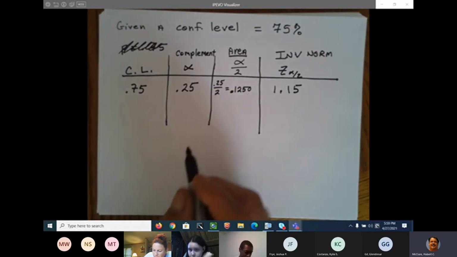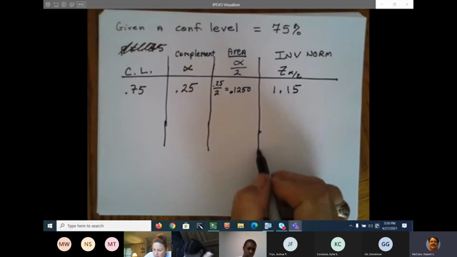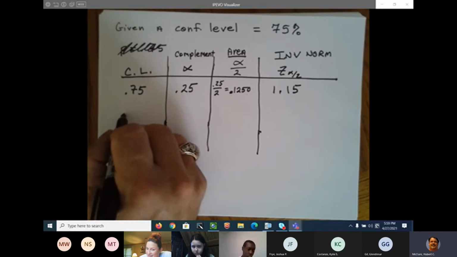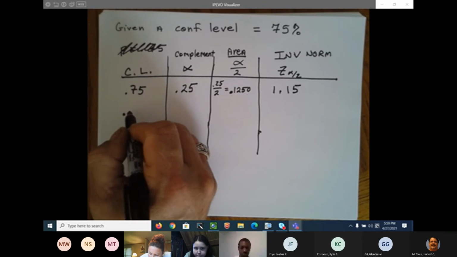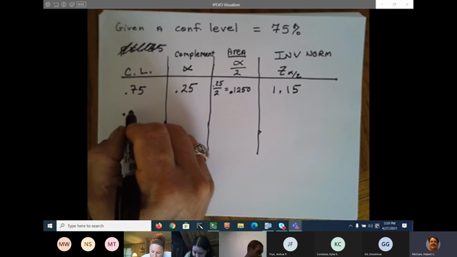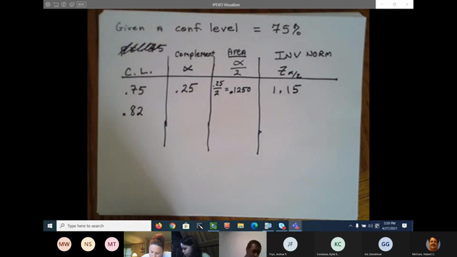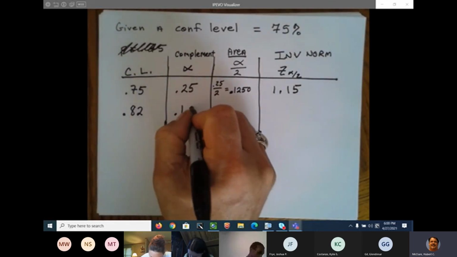All right, I'm going to give you another one. I'm going to do 3 or 4 of these because these are 3 or 4 of the problems on your test. They're very simple. 0.82. Somebody tell me what the complement is to 0.82. 0.18. Good job.